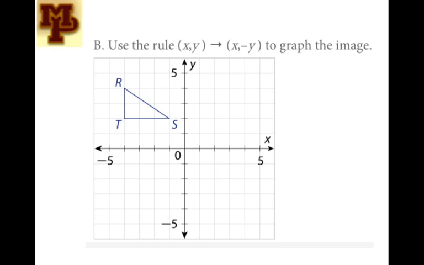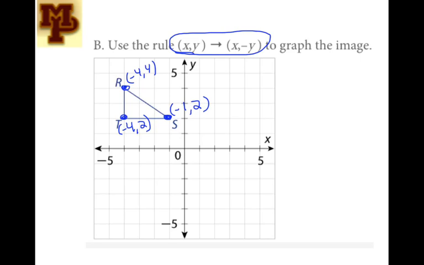Okay, now let's use this rule here and see how that changes things. So it looks like the x is going to remain the same and the y is going to be the opposite. See how that shows the transformation? So let's figure out what the points are here. So this point here is negative 1, 2. This point here is negative 4, 2. And this point here is negative 4, 4.